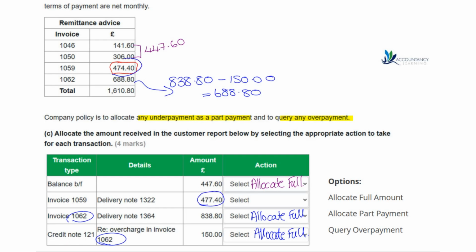And now we've got an underpayment here. So we will then allocate the part payment. And that then completes task 4.